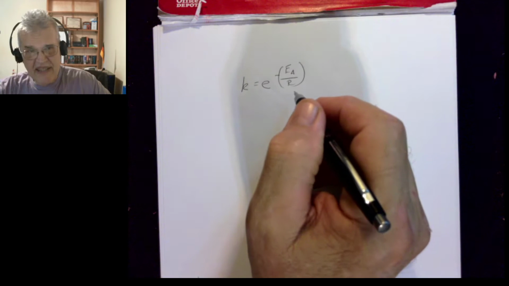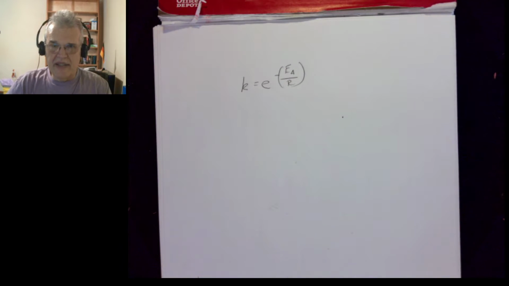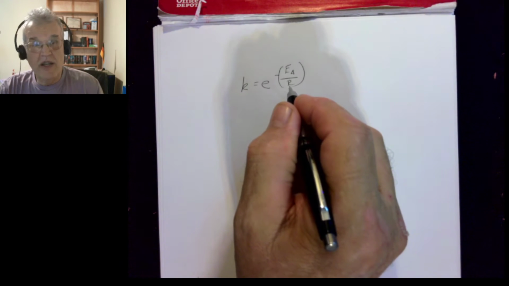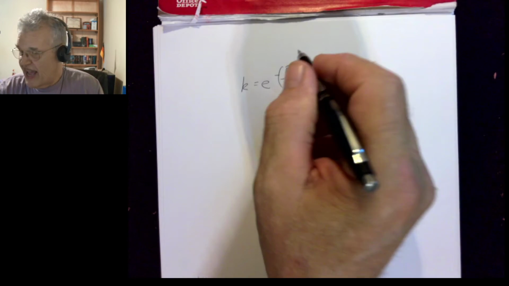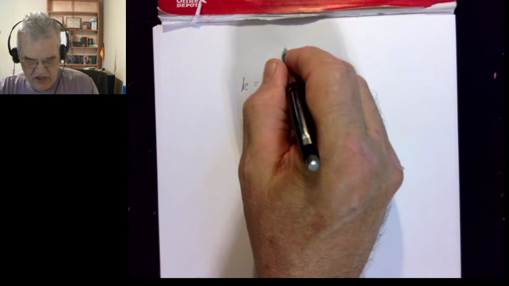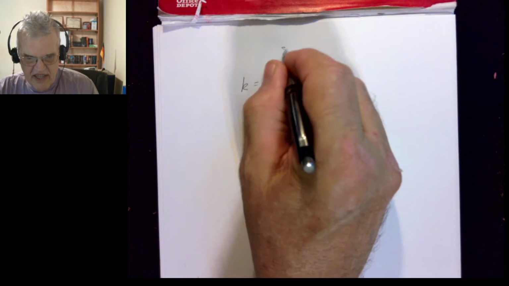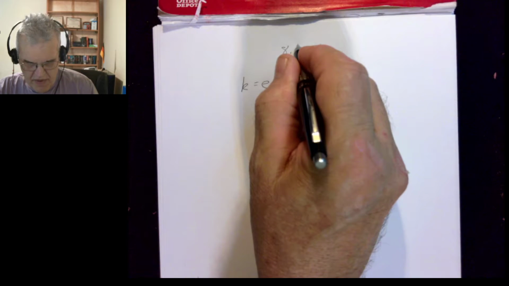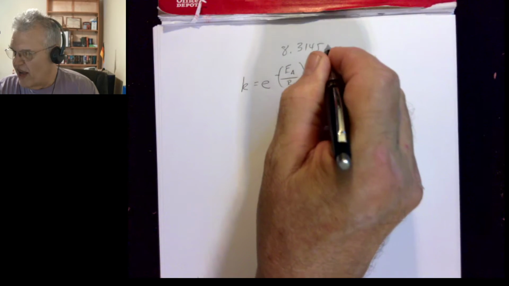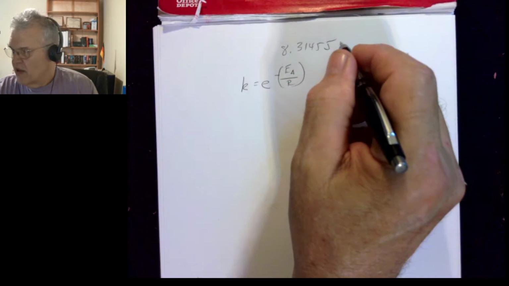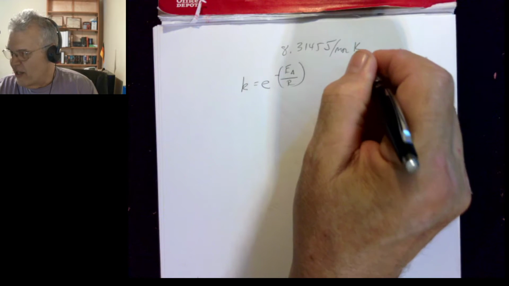Okay, R is a gas constant. There's a ton of gas constants, but in this case we're talking about energy. So the gas constant we're going to be using has a value of 8 point, what is it? Let me make sure I get this right. Don't say something silly. 8.3145 joules per mole Kelvin.